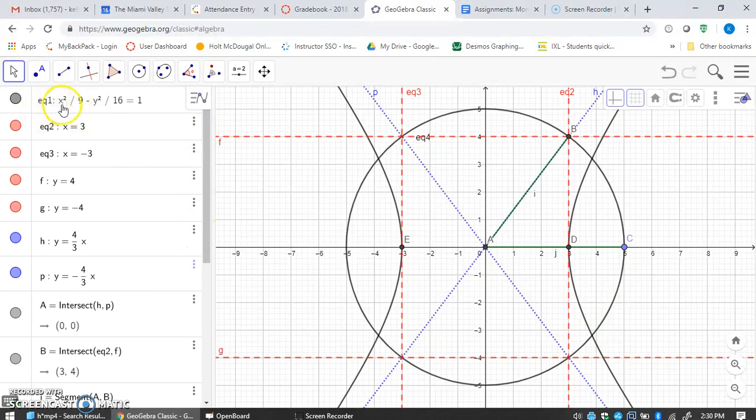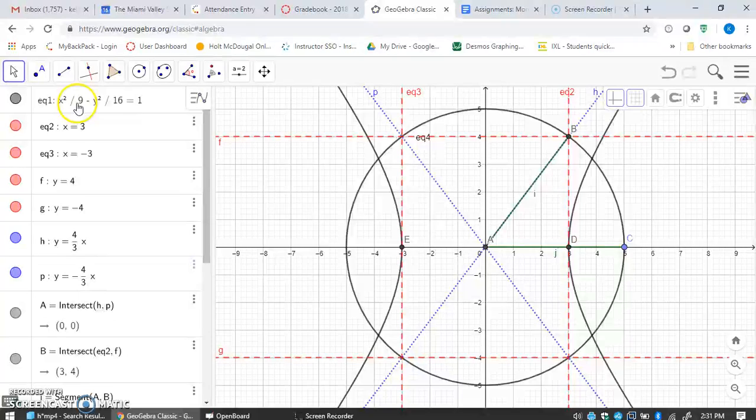Here is an equation of a hyperbola. We've got x squared divided by 9 minus y squared divided by 16 equals 1. So here's a picture of it. Some relationships I want you to see between the equation and the vertices, the asymptotes, the slopes of the asymptotes, and the foci.